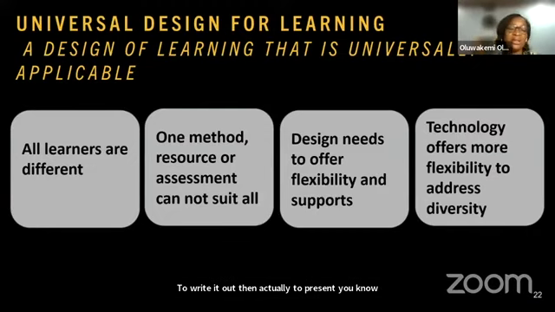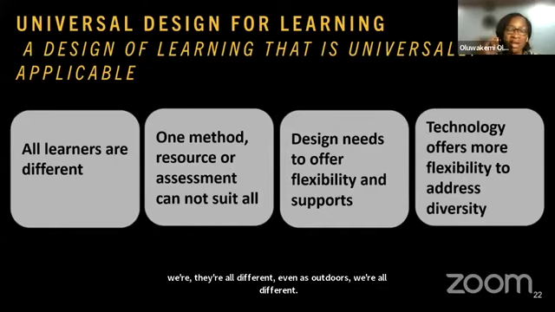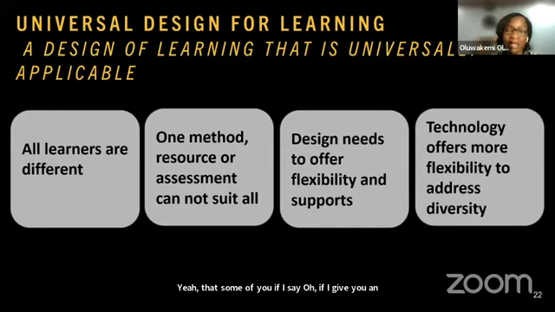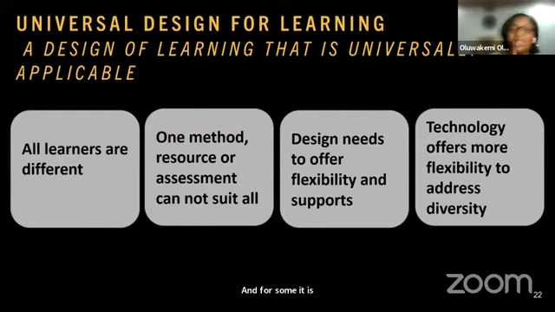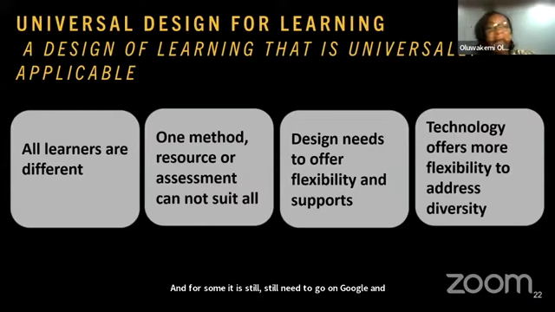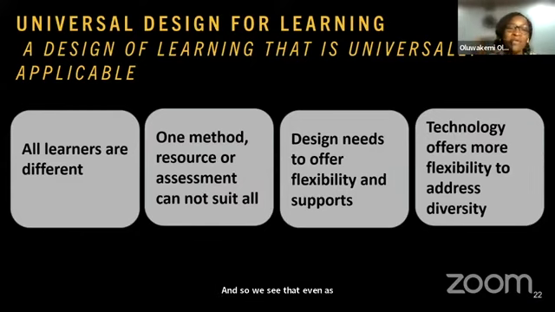So we are all different, even as adult learners. If I give you an audio direction to my place here, some of you will get it. Some of you will call me every 5 minutes, Ma'am, at this point, where next should I go? Even though I had given an initial audio description. And for some, it is still worse. You will still need to go on Google and follow the graphics because you need to see it visually. So we see that even as adults, we prefer to learn differently. And so universal design for learning says one method, resource, or assessment cannot suit all.